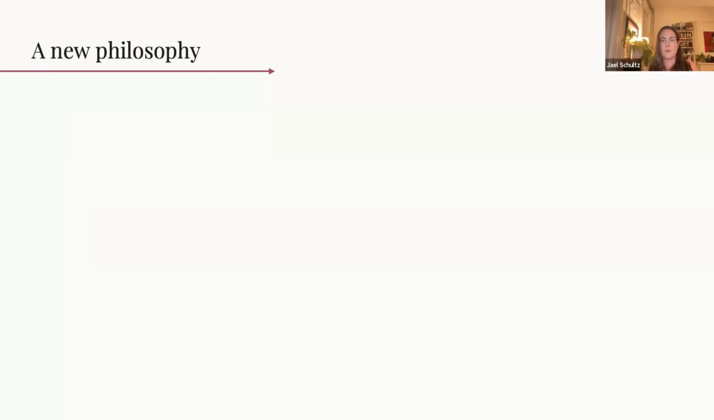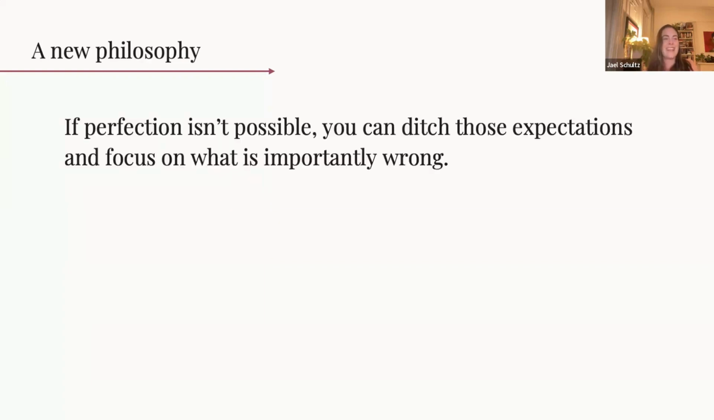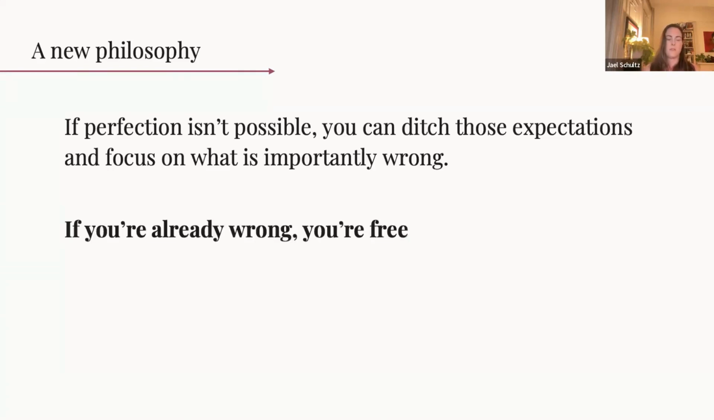If we're not giving up, but we're abandoning the search for flawlessness, we're going to have to embrace a new philosophy. And this is one that you might find useful in real life as well. I have. And it's that if perfection isn't possible, you can ditch those expectations that you had for yourself or that other people had for you and focus on what's importantly wrong. And I would like to sum it up like this. If you're wrong, you're free. That might sound a little bit wild, but it's true. If you're already wrong, you're free.